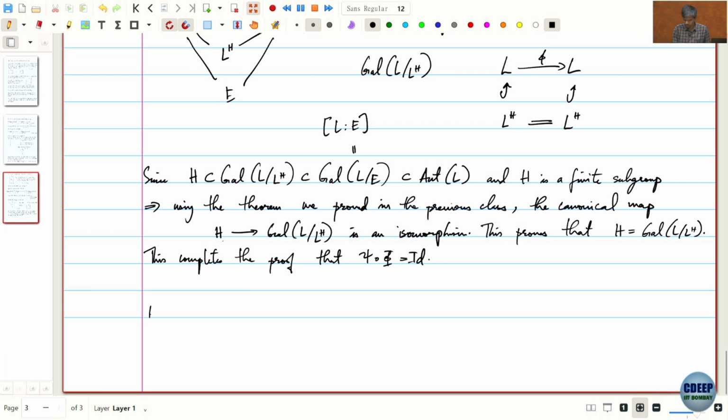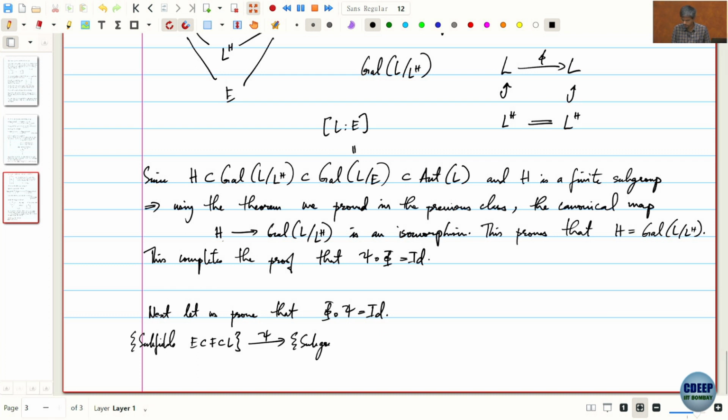Next, let us prove that phi composed psi is equal to identity. Okay, so let's just write down once again what we have to show. So this is from subfields. Psi goes to subgroups of Galois L over E, and here we have phi, which once again goes to subfields.